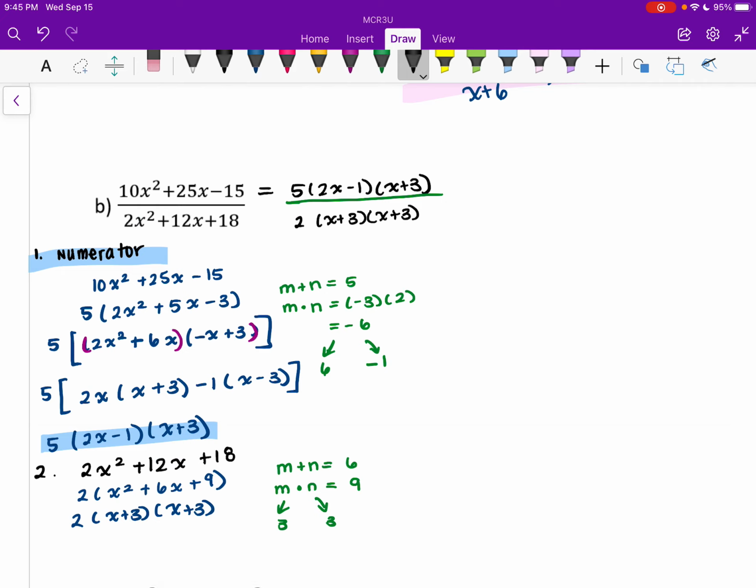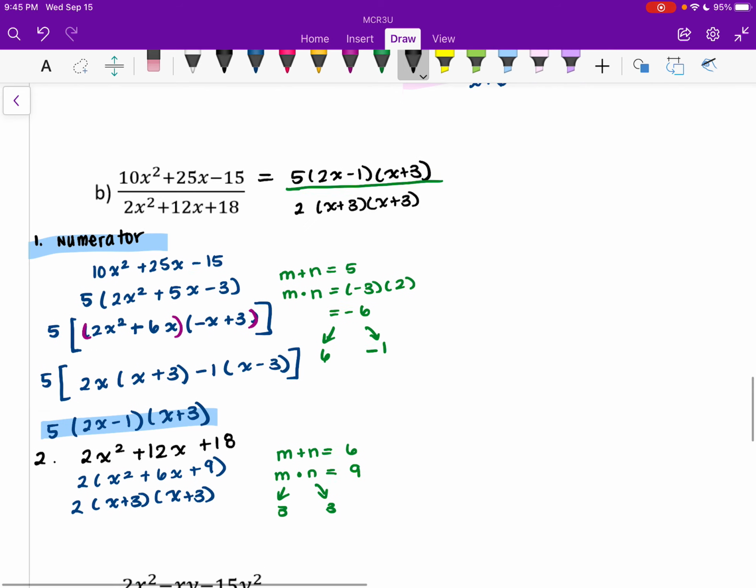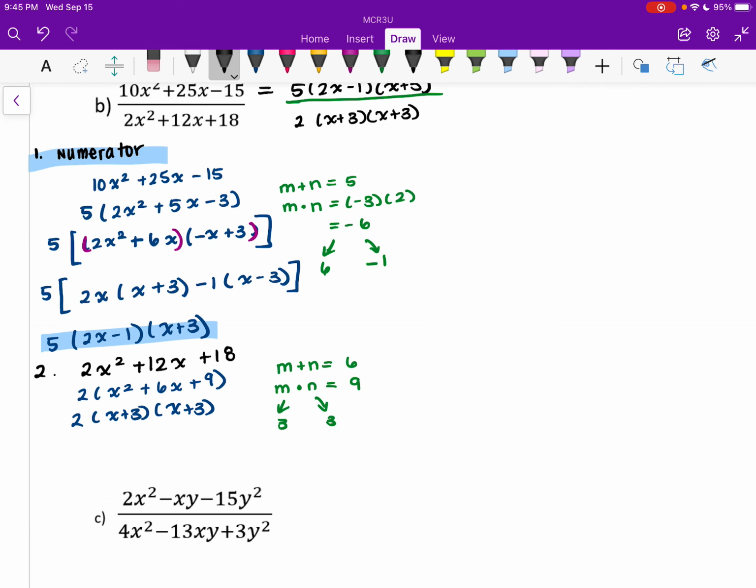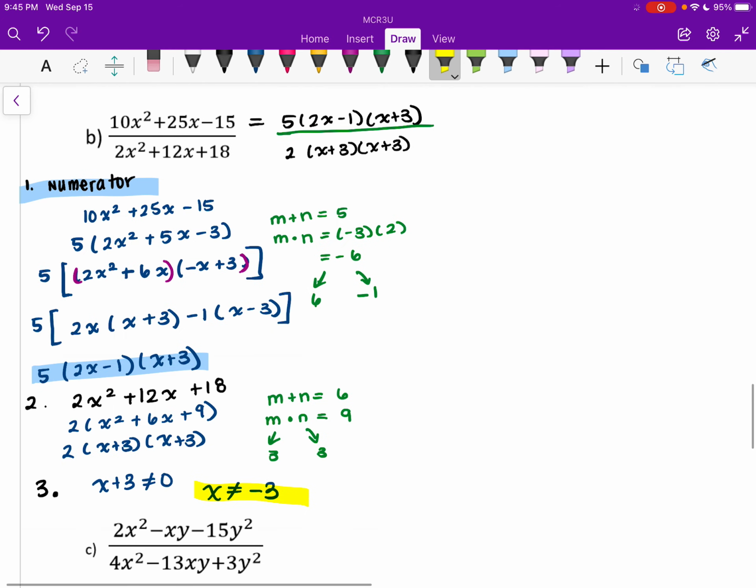Okay, so now I'm going to look at my denominator and state the restrictions. Let's figure out what x cannot be. x plus 3 cannot equal 0, so x cannot equal negative 3. You don't have to do it twice, it's going to give you the same number, just so that you know.